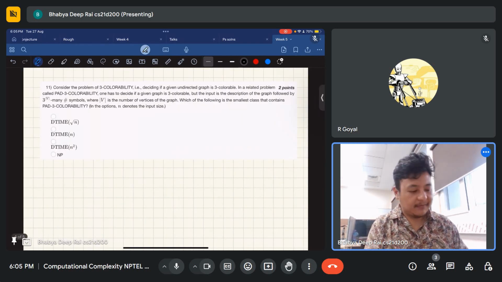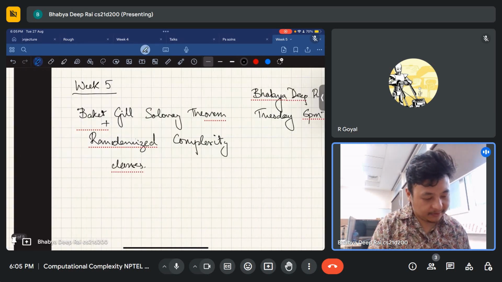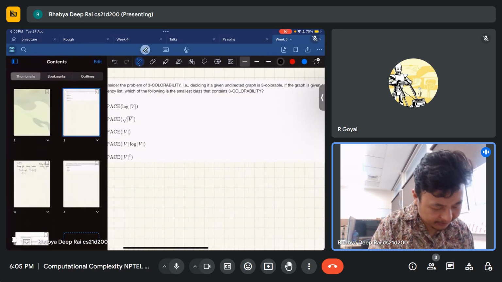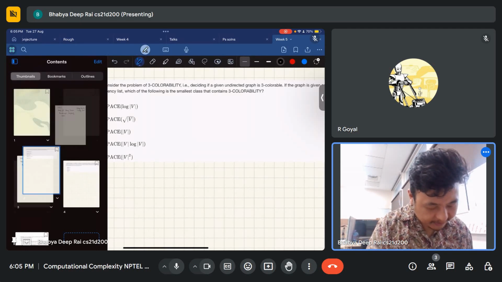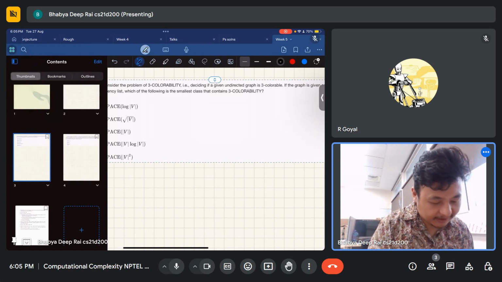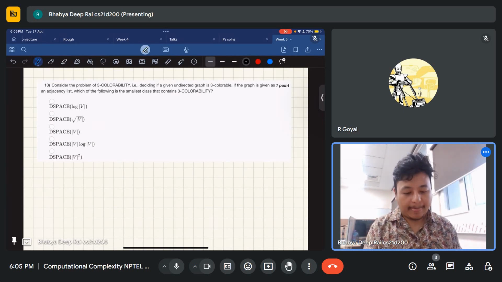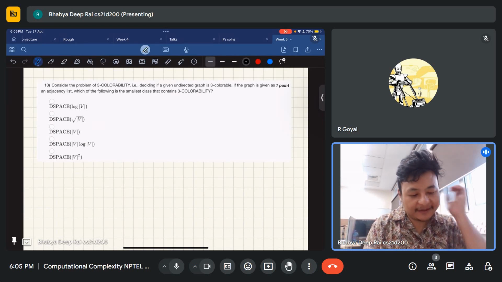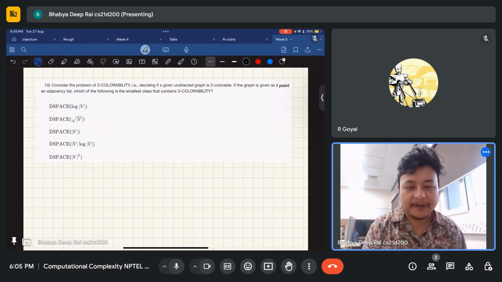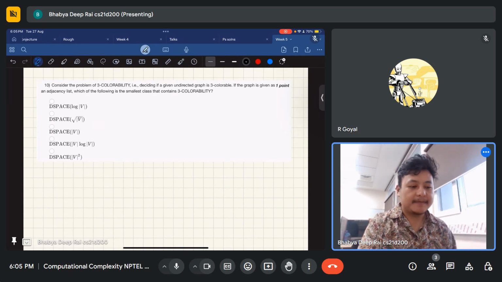So here is one question. This is question 10. We'll discuss this first, before we enter this week's content. Consider the problem of 3-colorability, that is, deciding if a given undirected graph is 3-colorable or not. If the graph is given as an adjacency list, which of the following is the smallest class that contains 3-colorability?